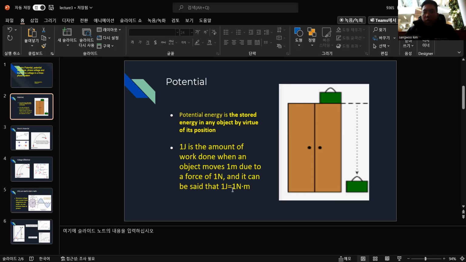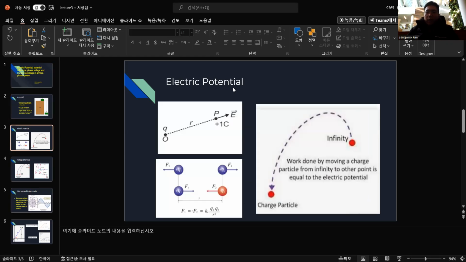So which means, as you can see, this is the equation. So this has energy. We use this energy to move this. So we say it's joule. Newton is just some force and meter is distance. Now it's high, but it also could be distance, right? So let's see more. So electric potential is exactly the same concept. What I said is work is done by moving a charged particle from infinity to the other point.